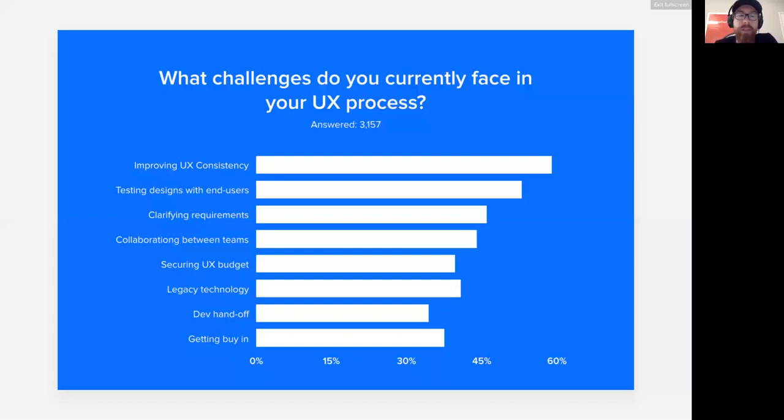And people listed a bunch of problems, but improving UX consistency landed right at the top. So that confirmed that the pain is real. The consistency of experience of users, the consistency of the interface really is something that most of us consider really, really painful. So that was one of the questions.